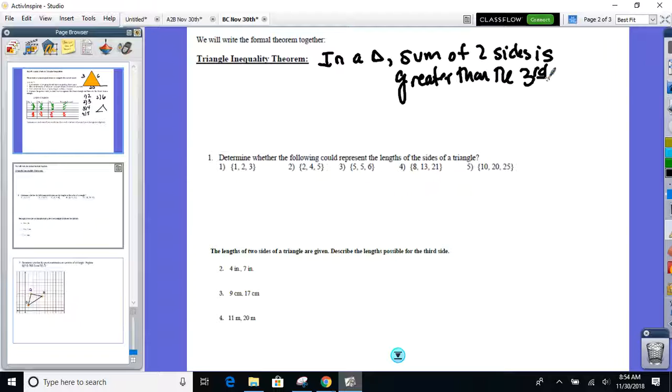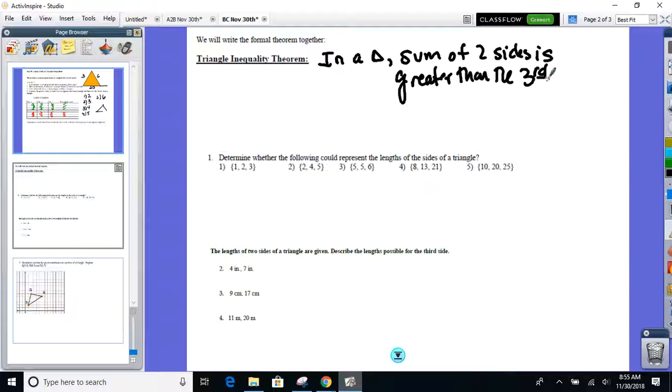On number 1, just so nobody gets embarrassed, I've had in years past, this is not a multiple choice question. I know you see 1, 2, 3, 4, 5. Maybe it's multiple choice. No, we're going to go through each of them right now, and I need you to tell me if it's a triangle or not. If it's not a triangle, back yourself up and tell me why it wouldn't work.